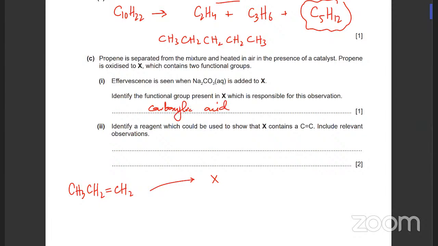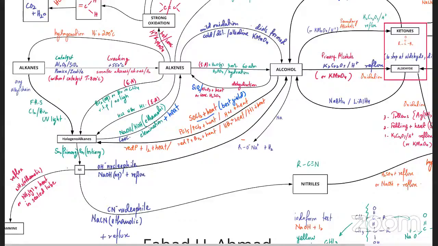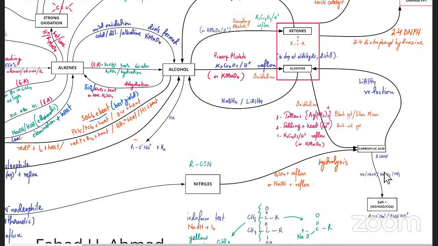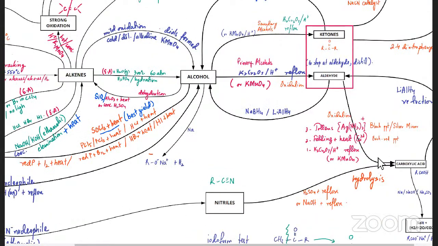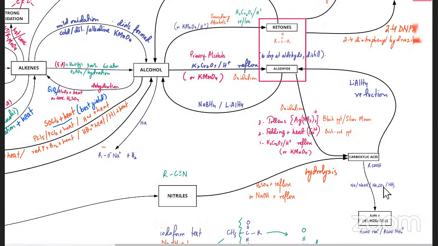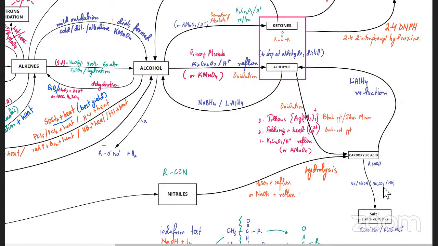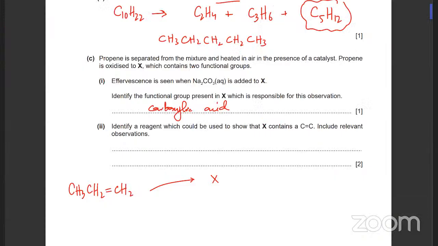Remember this, that with carbonates, if I make this bigger, with carboxylic acids, you got sodium carbonate reacting, and that would produce salt, water, and carbon dioxide. Alcohols only react with sodium, that's it. They don't react with anything else. So this one is a carboxylic acid.